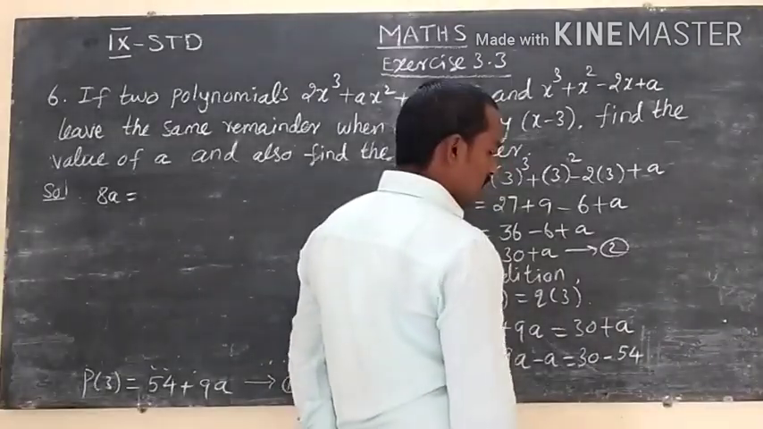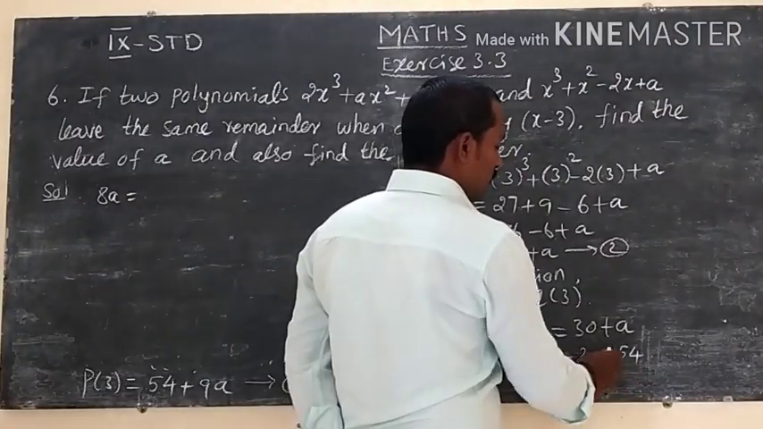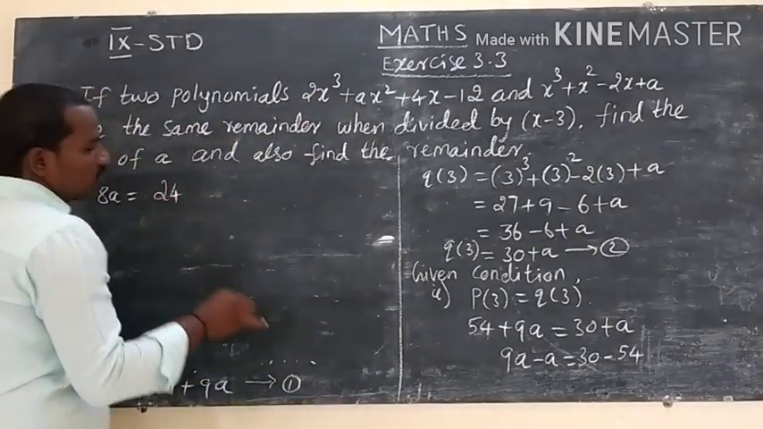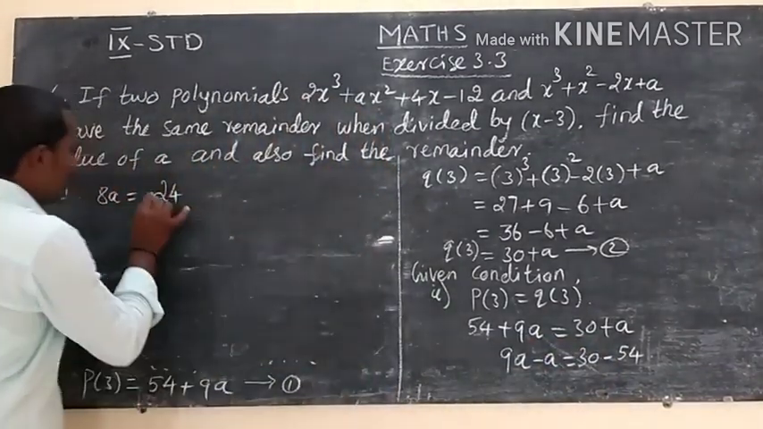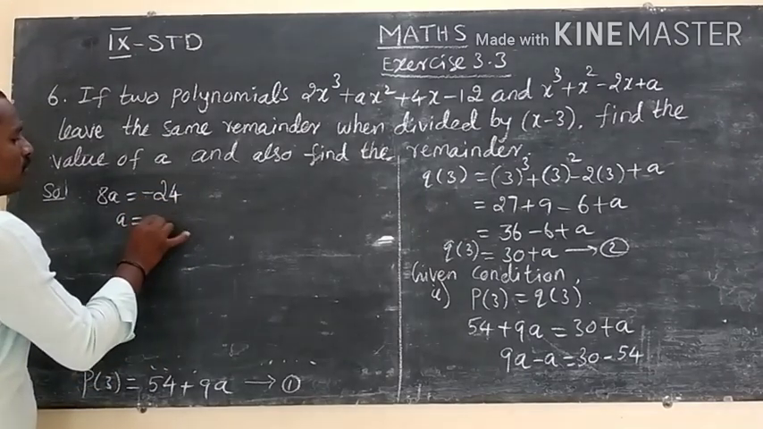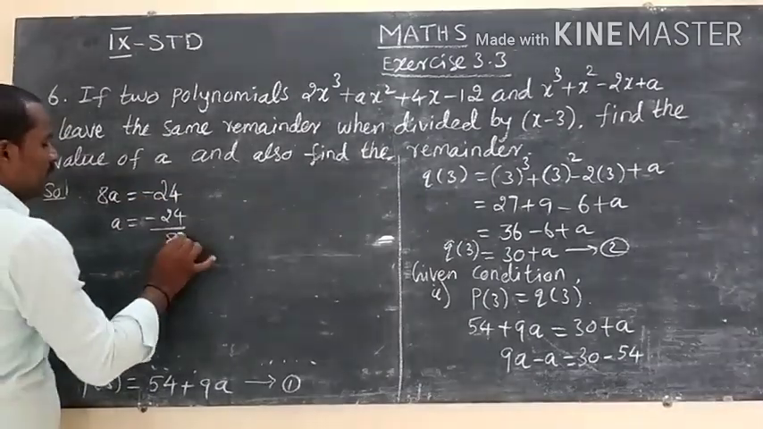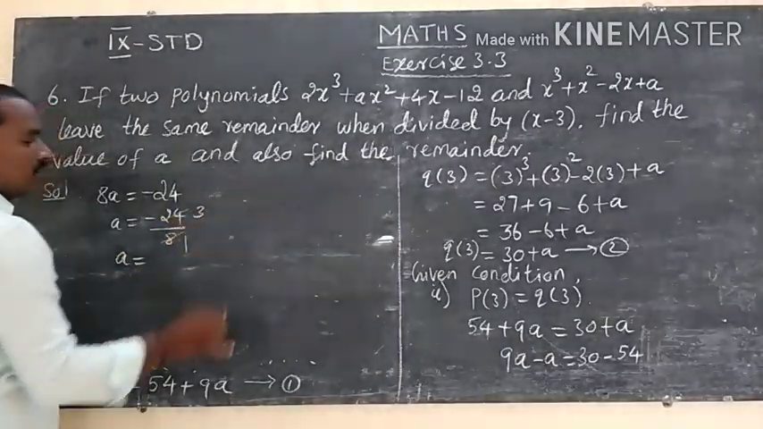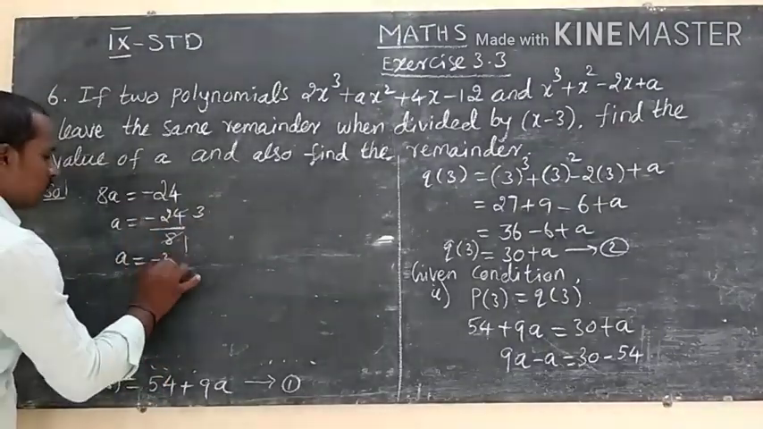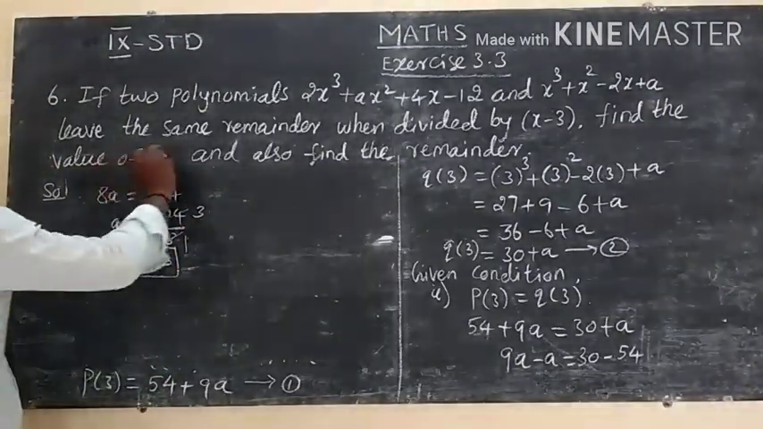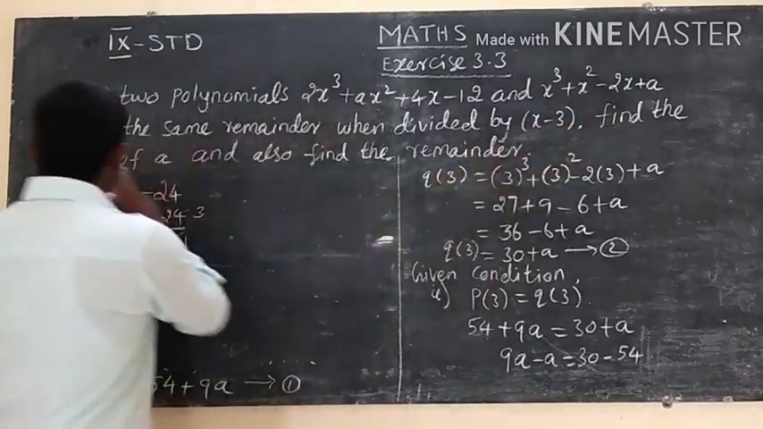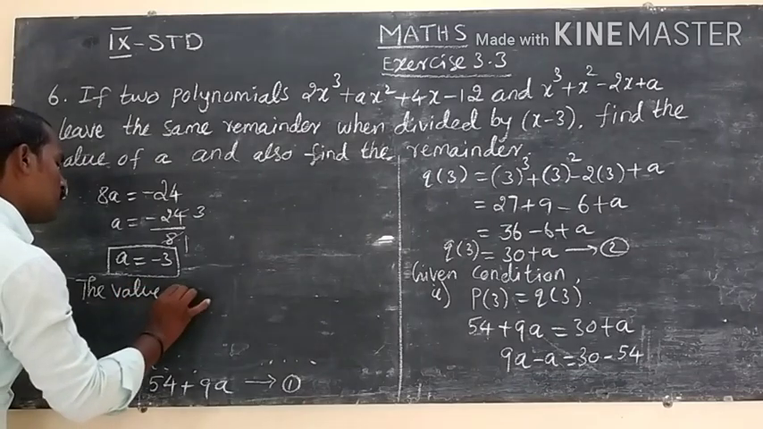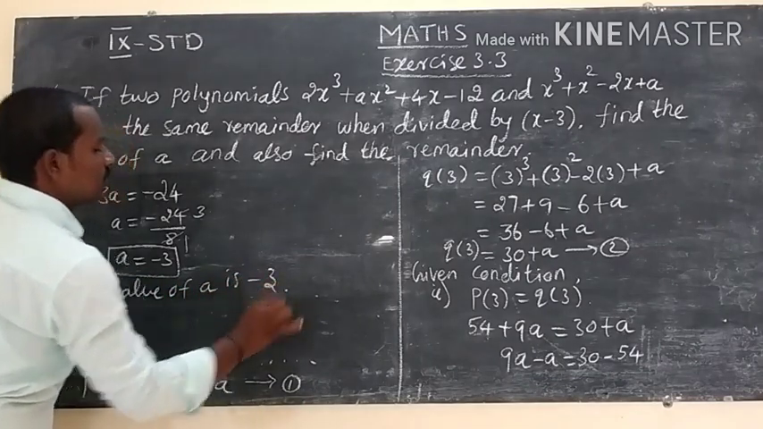The different signs make it a subtraction, so subtract the smaller number from the greater number. 54 minus 30 is what? So 24, and the greater value's sign is minus. Then a is equal to minus 24 divided by 8. So 1 8 is 8 and 3 8s are 24. So minus 3 is the a value. The question is find the value of a. Therefore the value of a is minus 3.